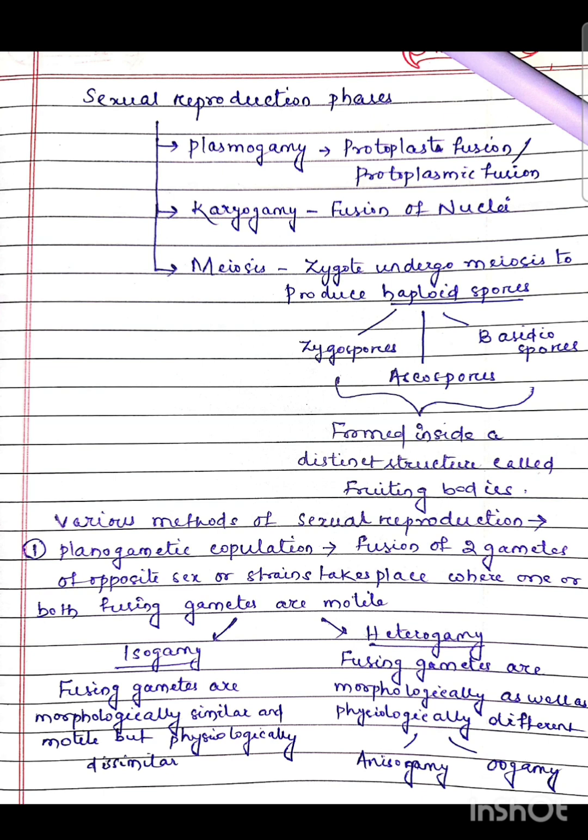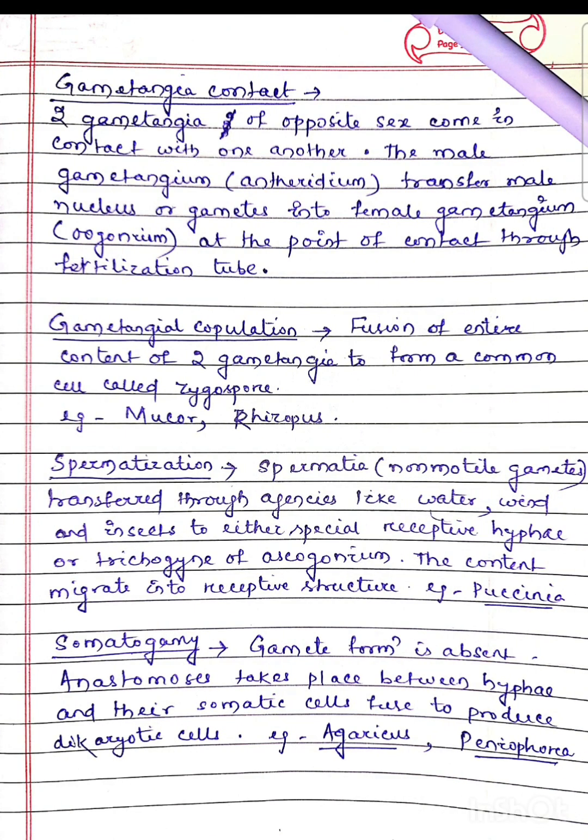Then various methods of sexual reproduction. One method is planogametic copulation, where two gametes of opposite sex, or more correctly opposite strain, fuse with each other. So it may be isogamy, where the two fusing gametes are similar morphologically and physiologically. Sometimes it is heterogamy. Heterogamy means fusion of two morphologically and physiologically different gametes. Under heterogamy, anisogamy and oogamy are present.